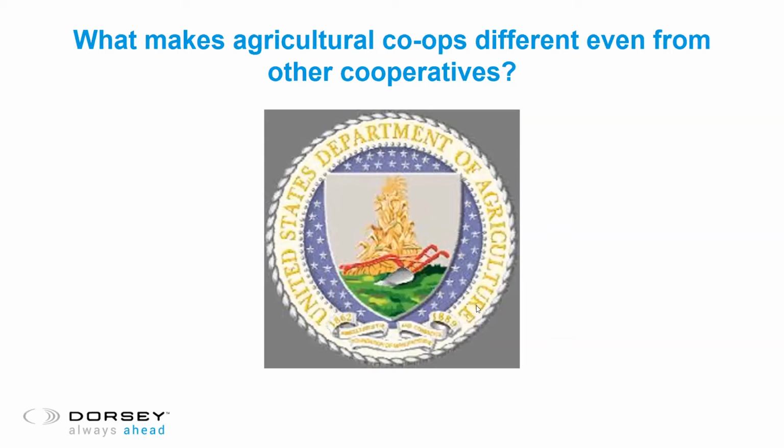Capper-Volstead's main rules are it has to be owned and controlled by farmers or producers. And secondly, that you either have to have an 8% dividend limit on your capital, and that's investment return dividend, or a one member, one vote voting system.